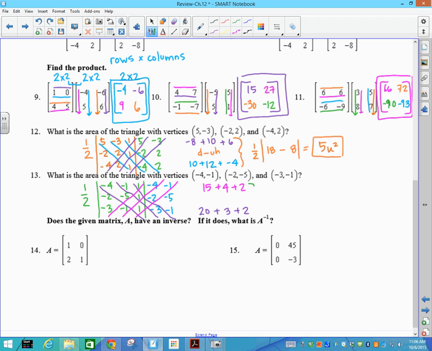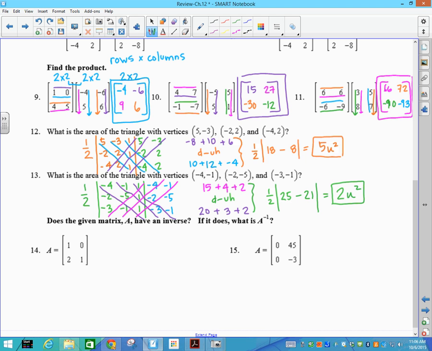So when I combine these two, again, downhill minus uphill, then I have 1/2 the absolute value of the sum of the downhill products minus the sum of the uphill. So 25 minus 21 is 4, and 1/2 of 4 is 2. So we have 2 square units for that.